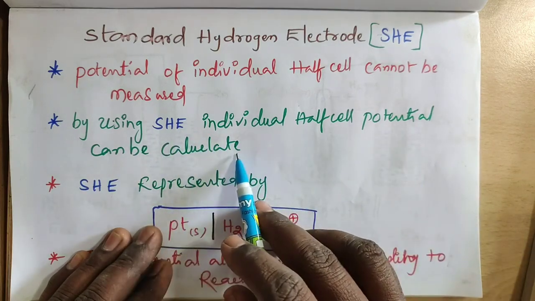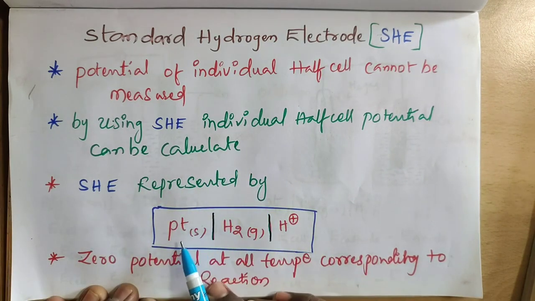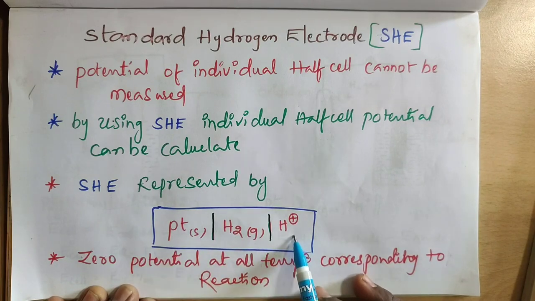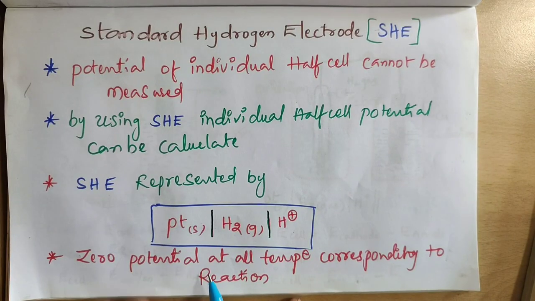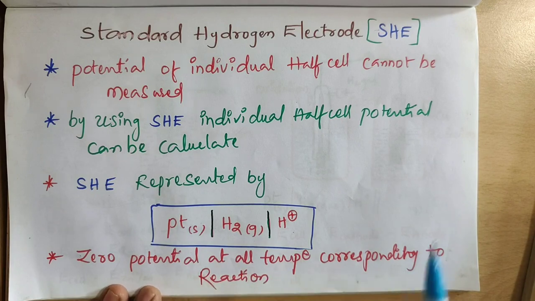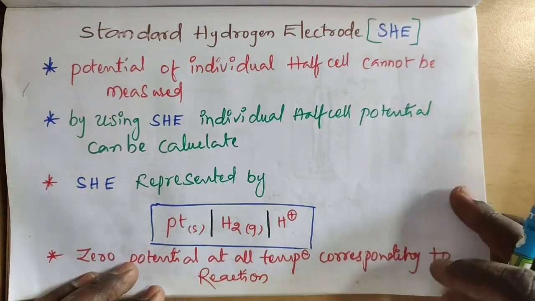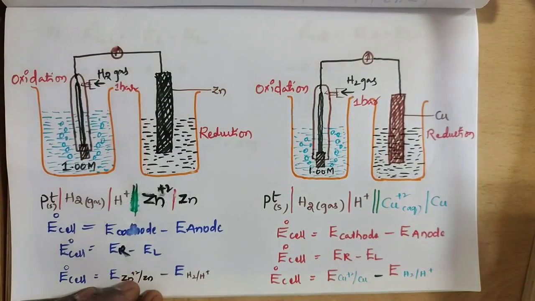potential can be calculated. So SHE is represented by platinum solid, H2 gas, H plus. This SHE electrode is assigned zero potential at all temperatures for the corresponding reactions. So it has zero potential. We are going to discuss the standard hydrogen electrode and its representation.